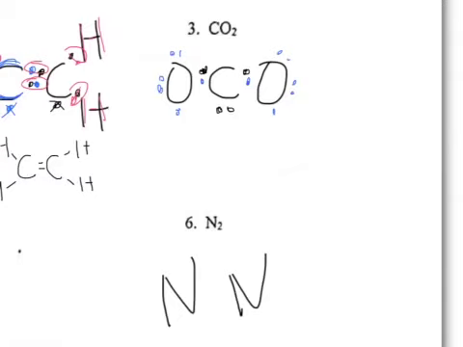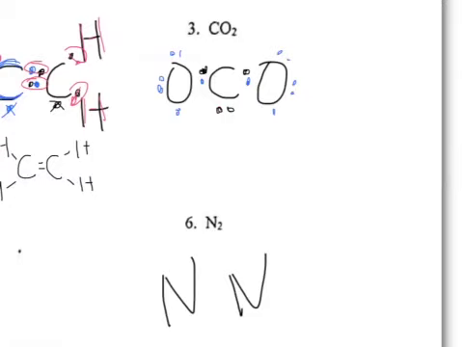Let's see. Carbon has 1, 2, 3, 4, 5, 6. Not so good. Oxygens have 1, 2, 3, 4, 5, 6, 7. So none of those 3 atoms has a full octet. We're going to have to do more sharing.